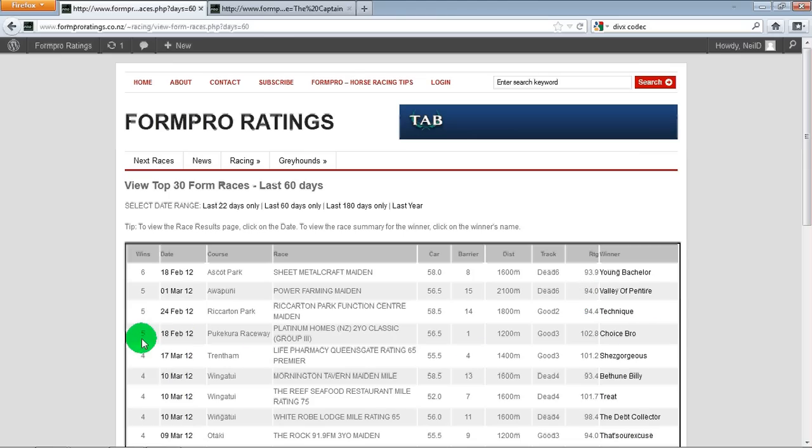The Group 3 race, five winners coming out of that. So you can click on that race on the link there and go back and see which horses have won out of the race there. Let's try one. Let's try Choice Bro's race. Five winners coming out of it.